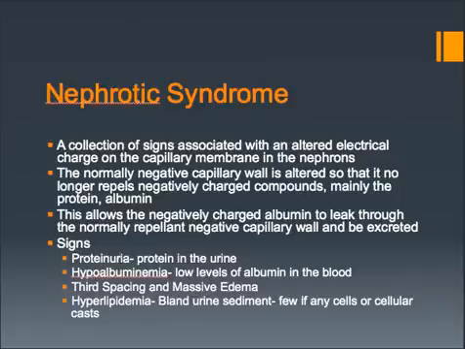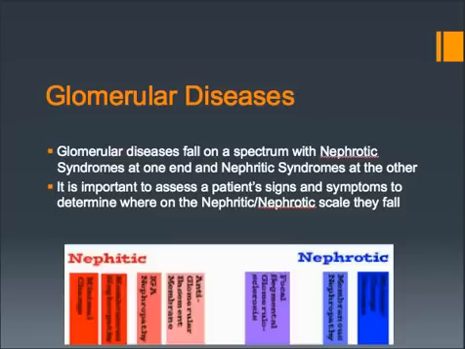Glomerular diseases fall on a spectrum, with nephrotic syndromes at one end and nephritic at the other. Patients may also have a mixture of nephrotic and nephritic symptoms, such that at the least severe end of the nephritic spectrum, hematuria is often found. The classic nephrotic syndrome diseases are minimal change disease and membranous glomerulonephritis. The classic nephritic syndrome disease is post-infectious glomerulonephritis. The extent of the spectrum can be seen on the graphic in the slide.